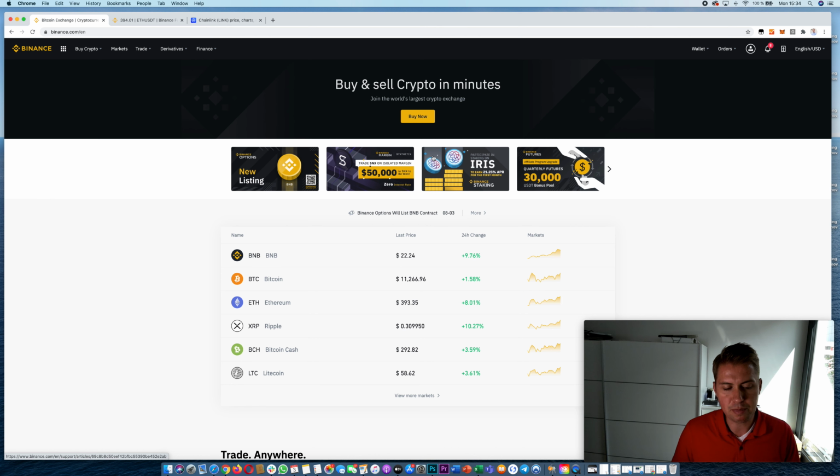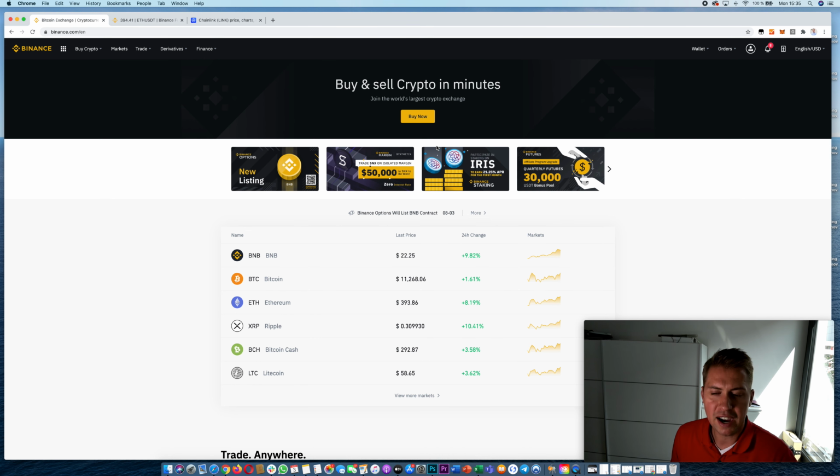The good thing with Binance is you don't really need to verify yourself. You can just open a Binance account with your email address and a password. Then you need to verify your email address, but you don't need to verify your personal information. You only need to do that if you want to deposit fiat currencies like euros, for example.